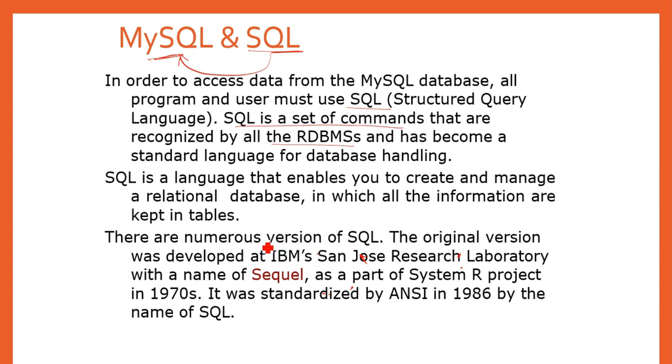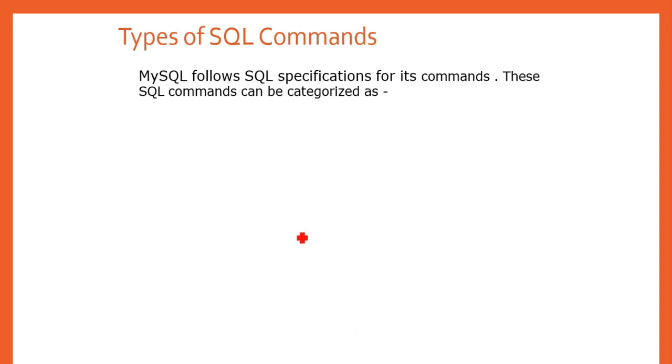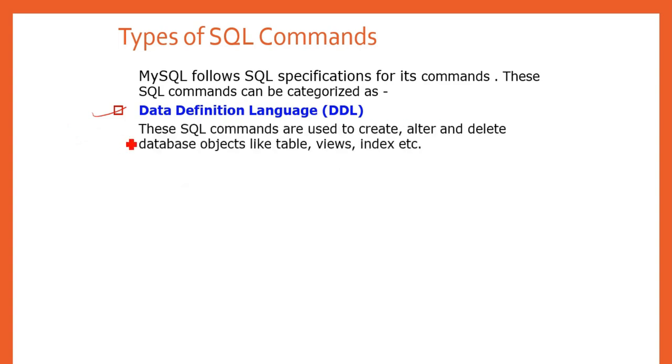There are different versions of SQL. The original version of SQL was developed at IBM, and it was developed in 1970. Now let's see the types of SQL commands. There are various types of SQL commands, and these commands are categorized into different types. The first category is DDL. These SQL commands are used to create, alter and delete database objects like tables, views, indexes, etc. And the examples of these DDL commands are create, alter and drop.